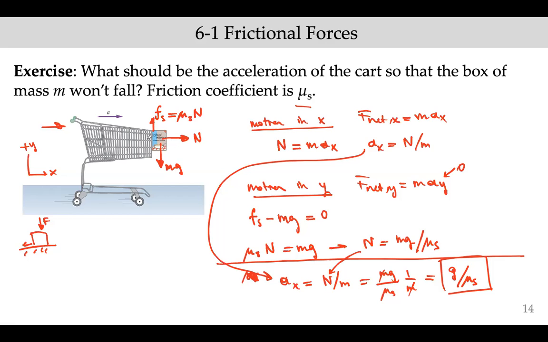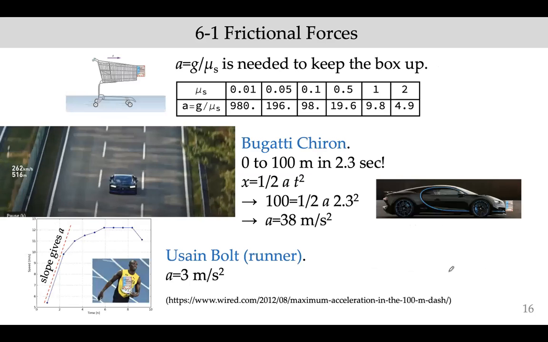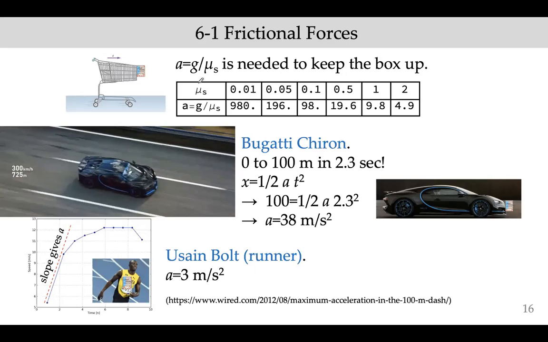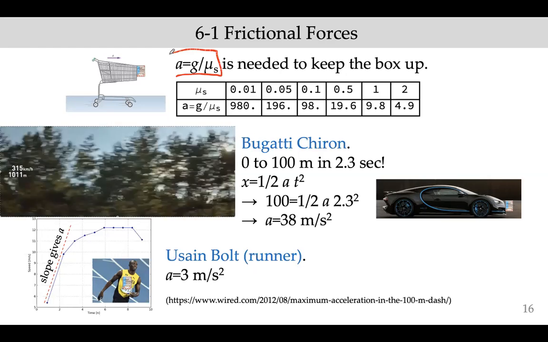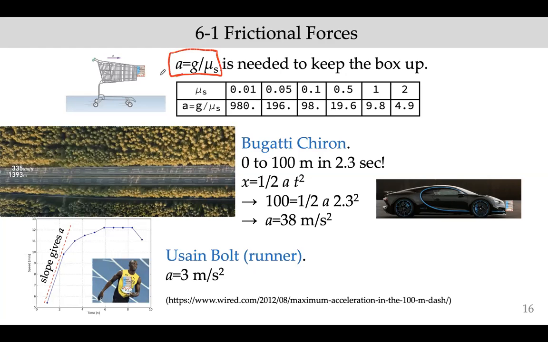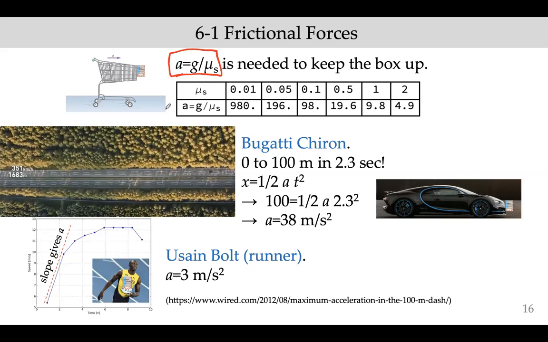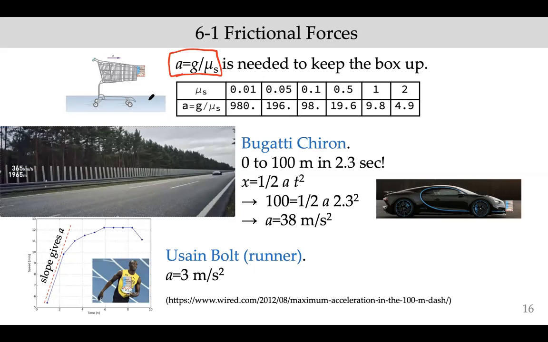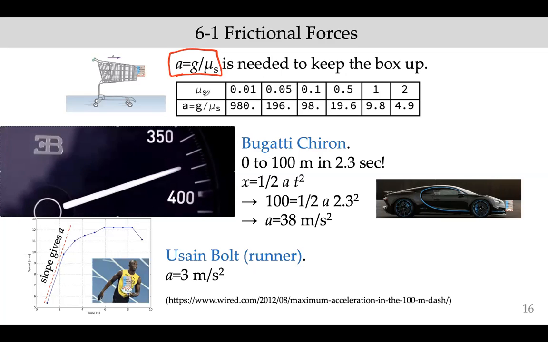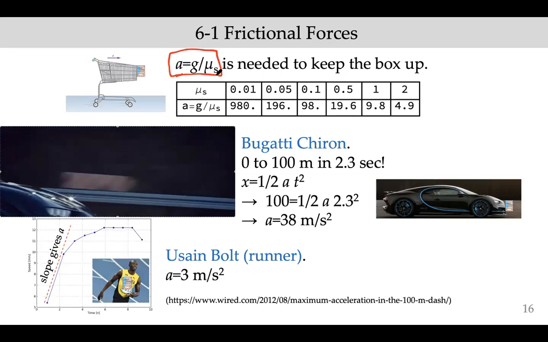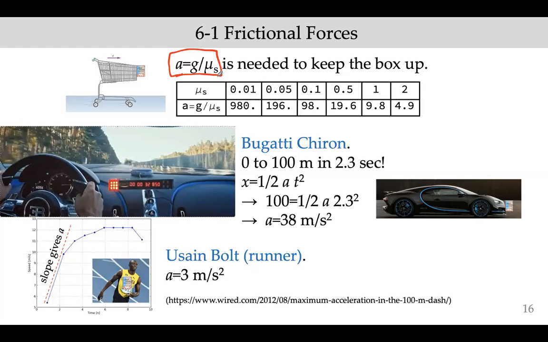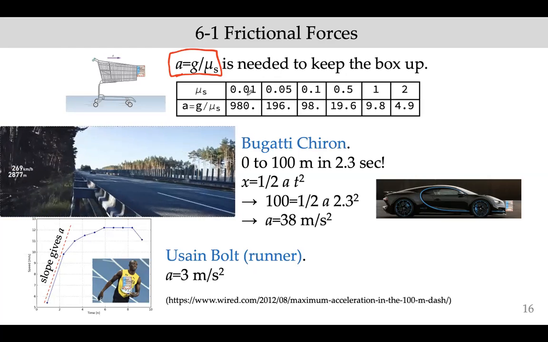Let's think if it's really possible to do this. Let's think about some of the values of g and mu s. So this was the calculation. If you can get this much acceleration, then it will be possible to keep the box here. Otherwise, if it's less than this value, the box will fall down. But we don't know what mu s is. It can have different numbers, right? You've seen the table for different materials. There are different numbers. It could be 0.01, different numbers.